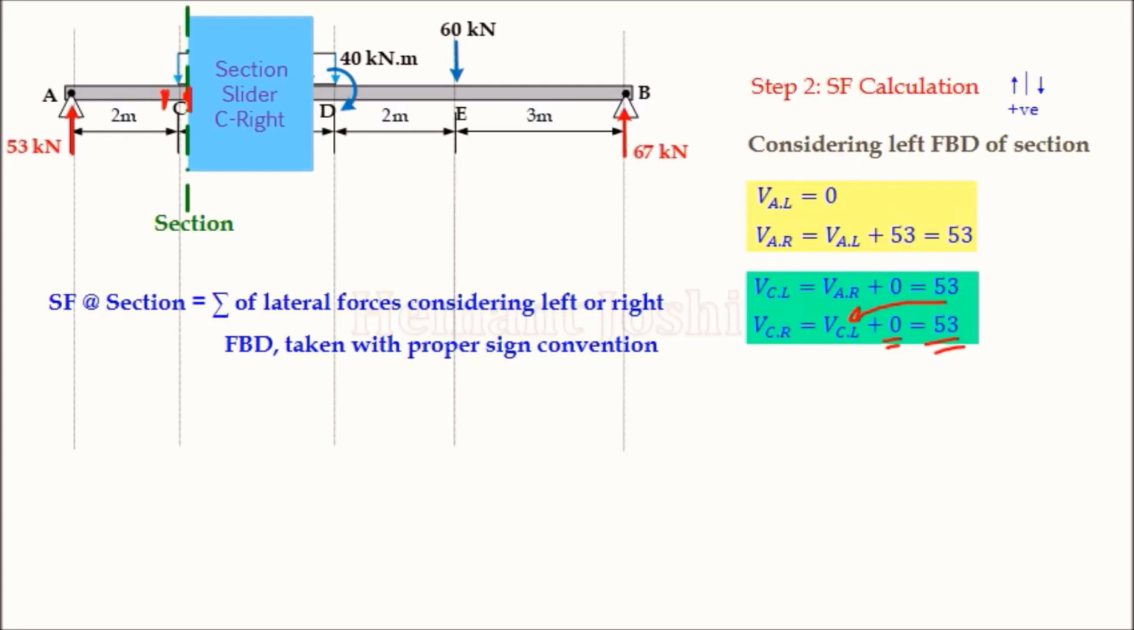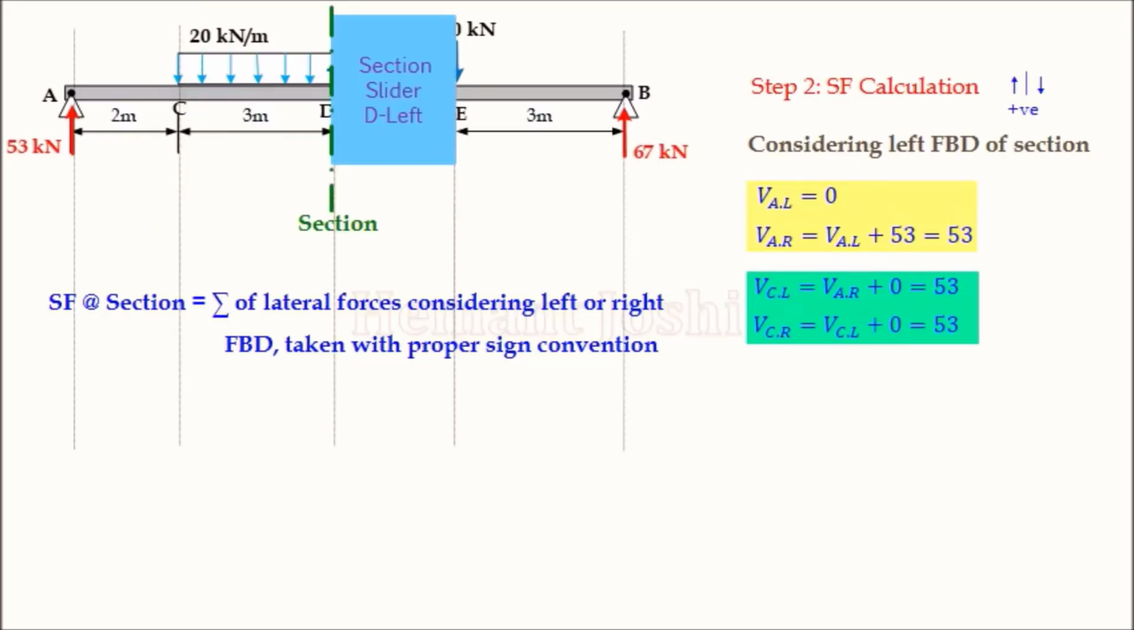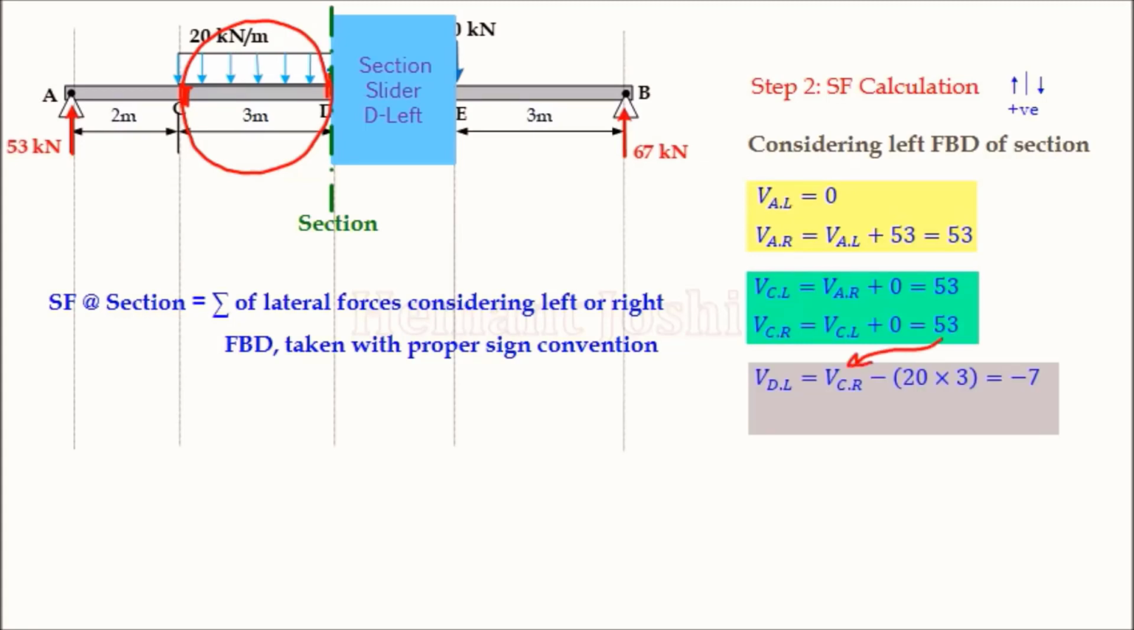Our next point is D. The first point is D left, just left of D. So C right we have and D left is here. Between these two, yes, there is a UDL acting. It is acting downward, so it should be taken negative. So I have taken the original value and a negative sign because of the downward load. And the load is intensity into distance because it is a UDL. The intensity is 20 and the distance is 3. So 20 into 3 is the load, and the answer is minus 7.